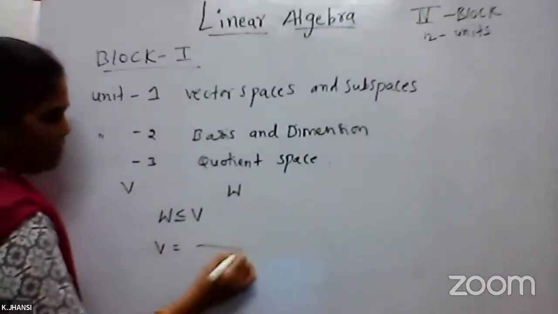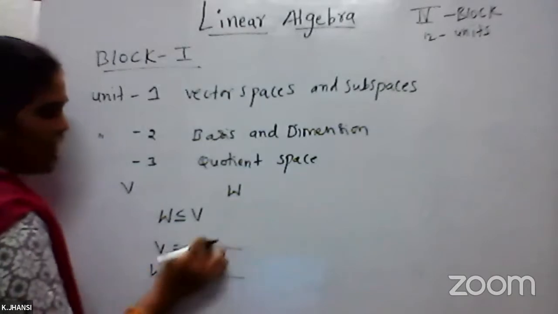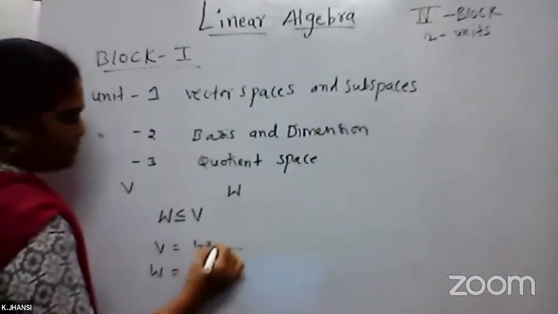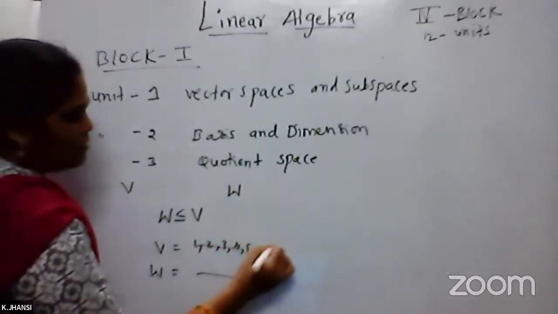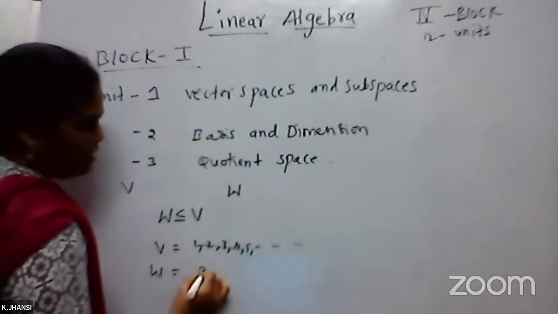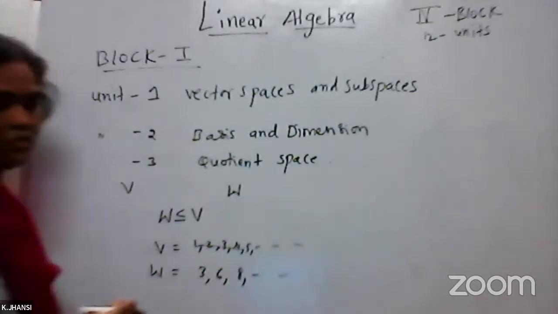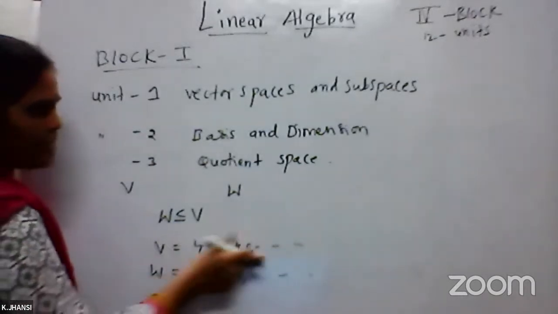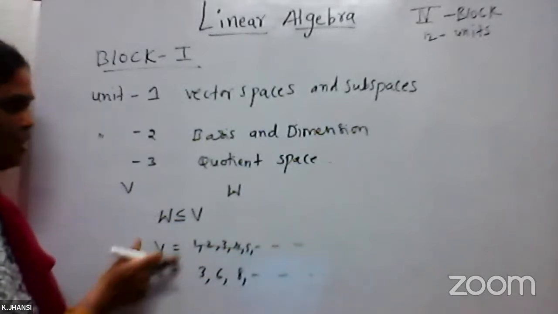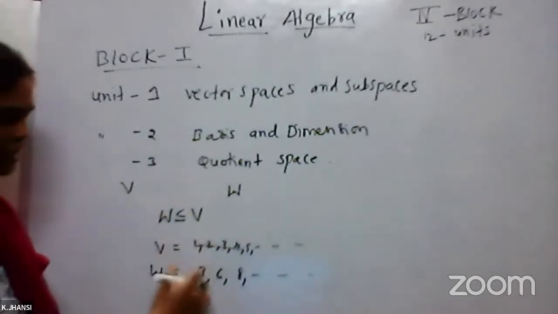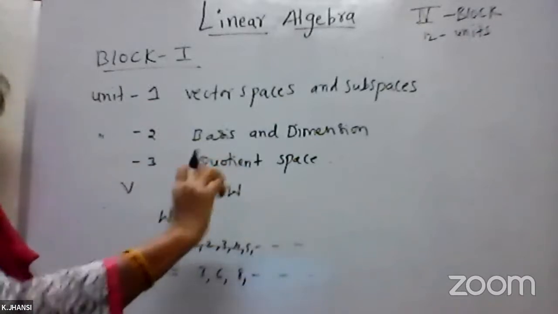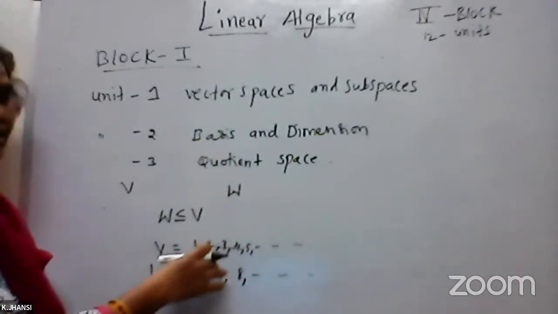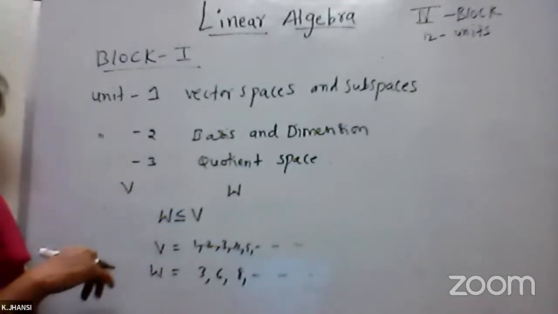If V has some elements, here 1, 2, 3, 4, 5, 6, and so on, and W has some elements like 3, 6, 8, then we call W a subset of V. Why? Because whatever elements are here, they are present in V. So that's why W is a subset. Or sometimes you may have the same 1, 2, 3, 4, 5, then we call it equal. If only some elements are there, then we call it a subset.